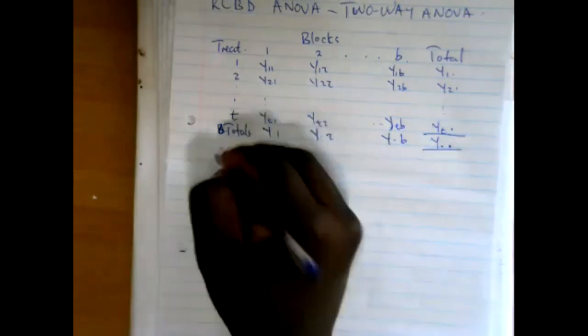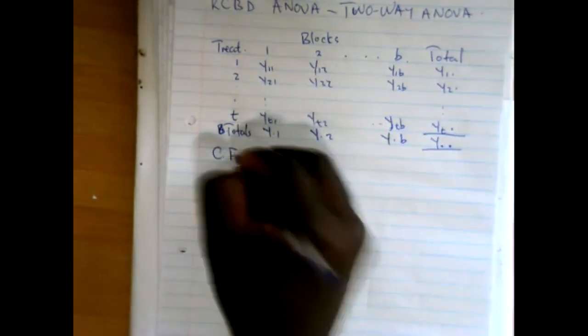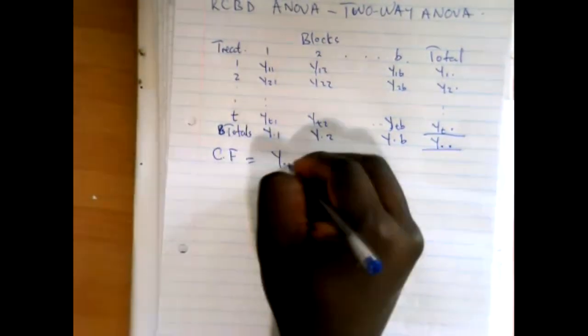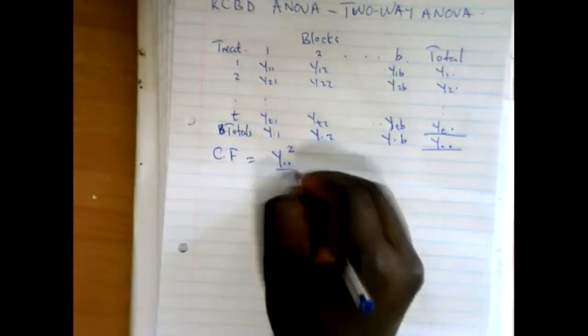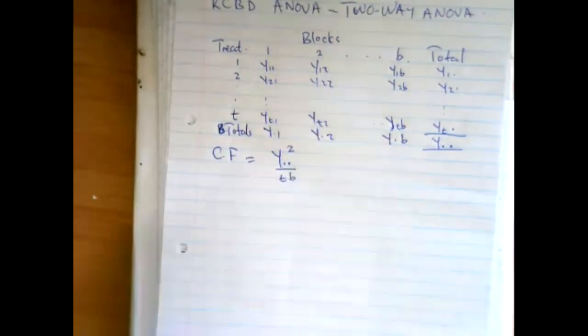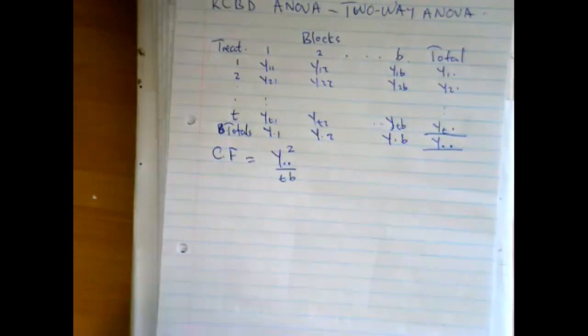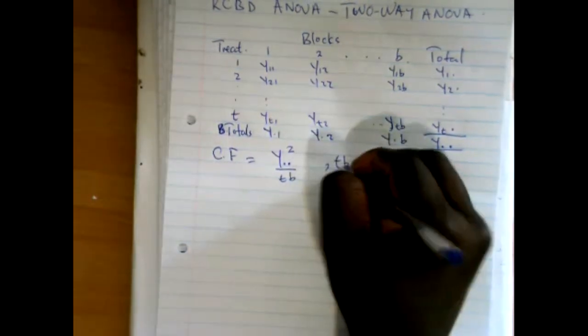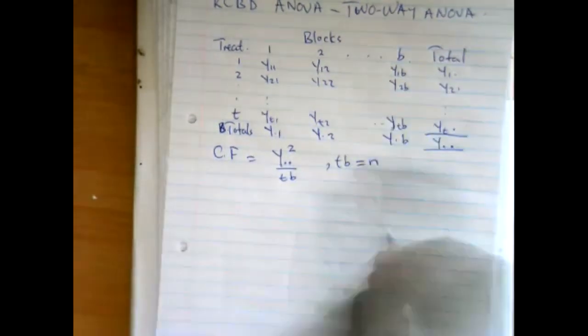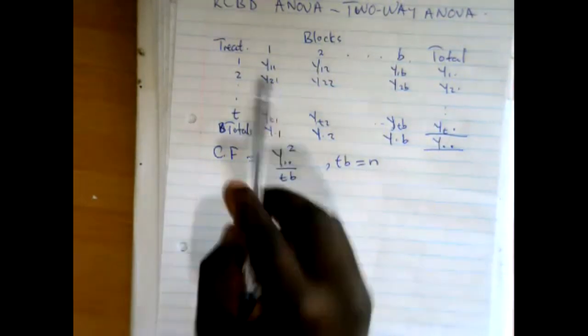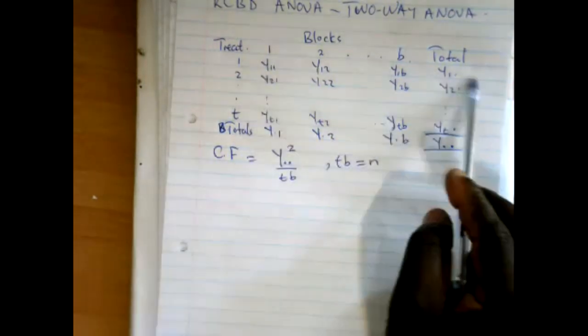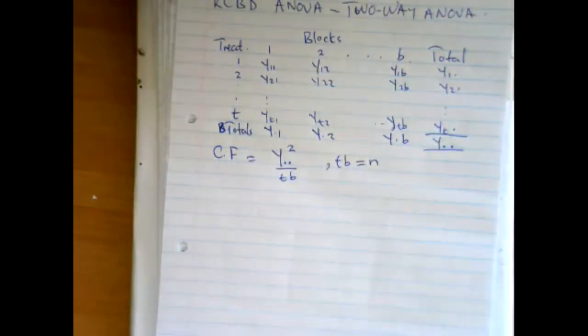Like before, the correction factor is given by Y dot dot squared over T times B. Remember, T times B is equal to N, the number of observations. So if we multiply the number of treatments by the number of blocks, we get the total number of observations for this particular experiment. So the correction factor is Y dot dot squared over TB.